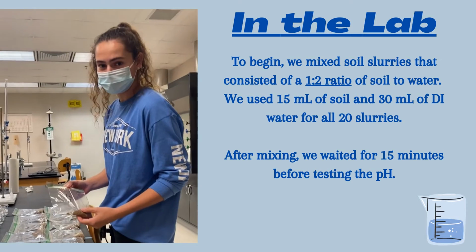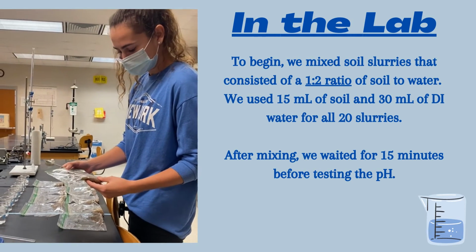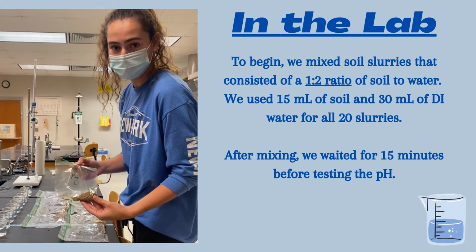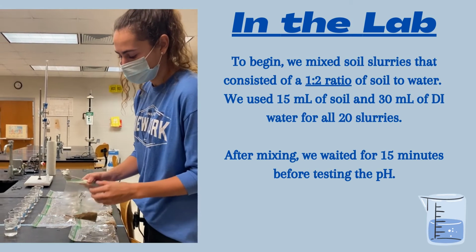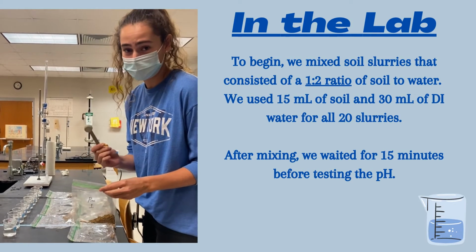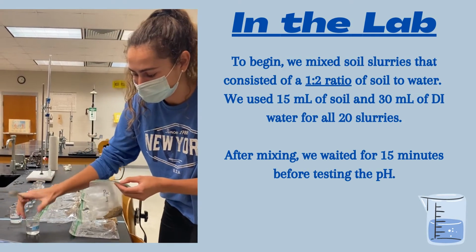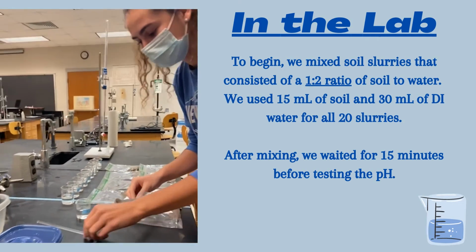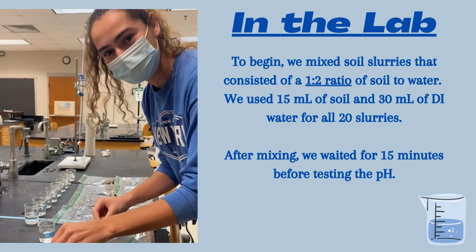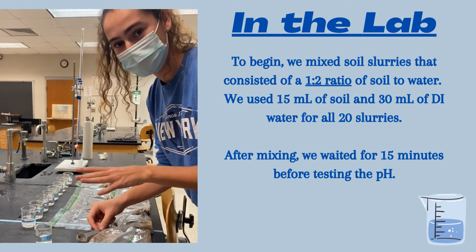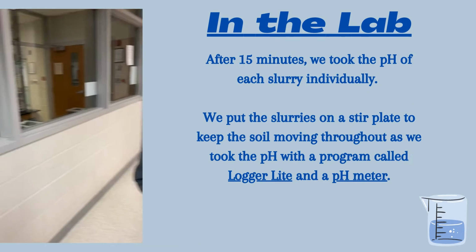Our slurry ratio is 1:2, so it's 15 ml of soil and 30 ml of water. Our little scooper here is roughly 5 ml, so 3 scoops of soil per 1 little beaker of 30 ml. Then we stir that together, and that makes our little slushy, where it sits and waits for about 15 minutes so that the pH goes throughout.